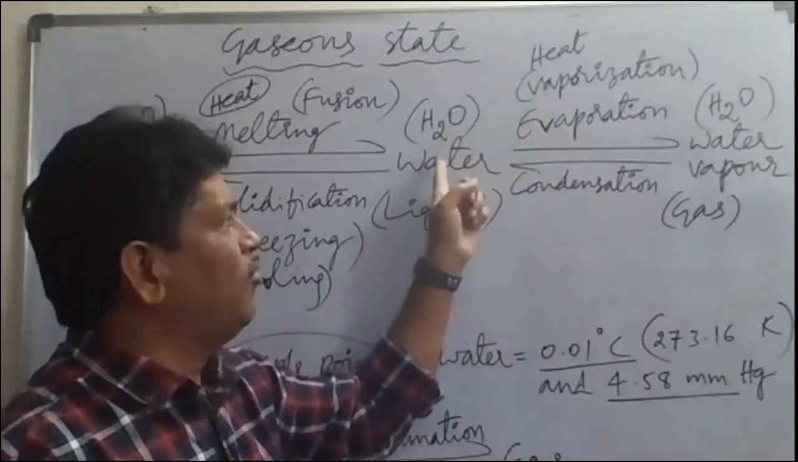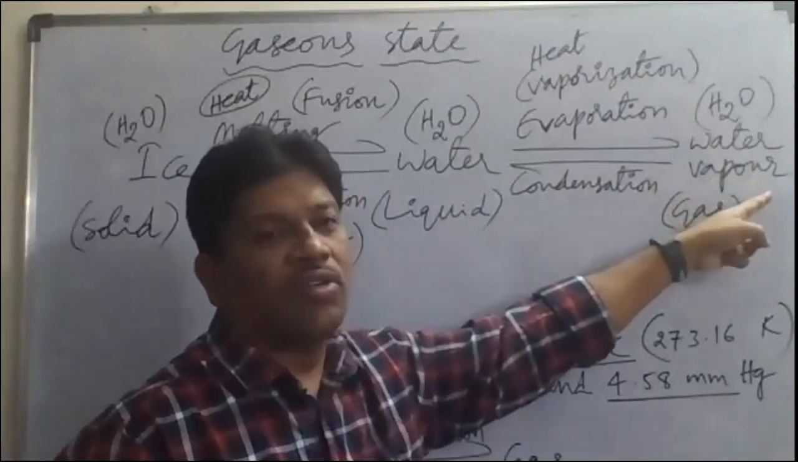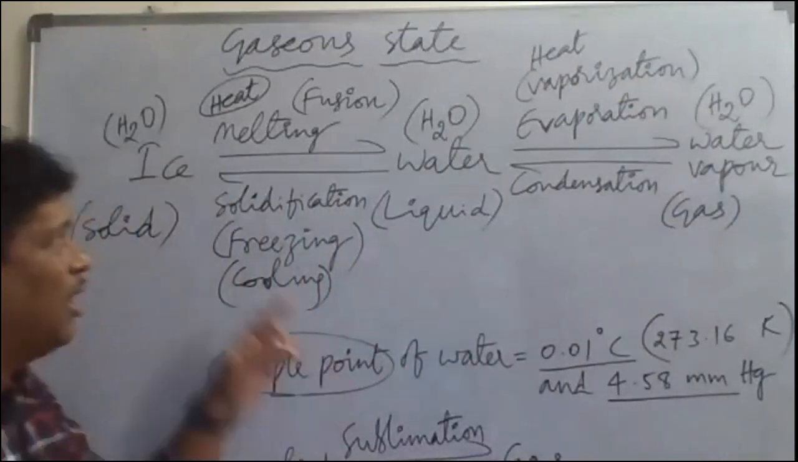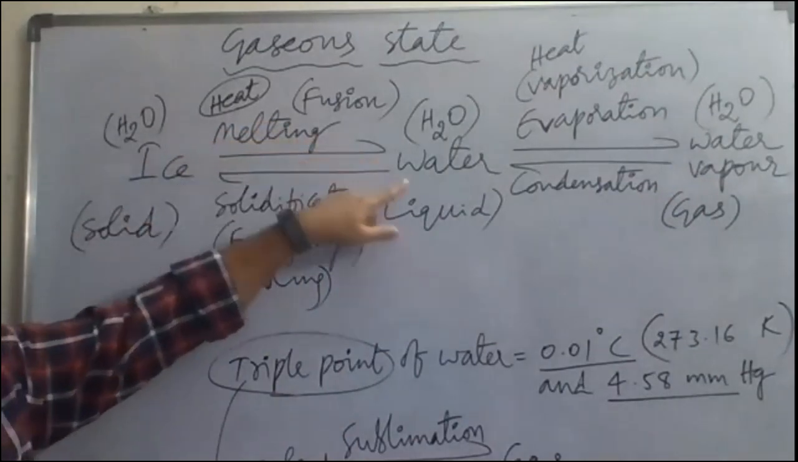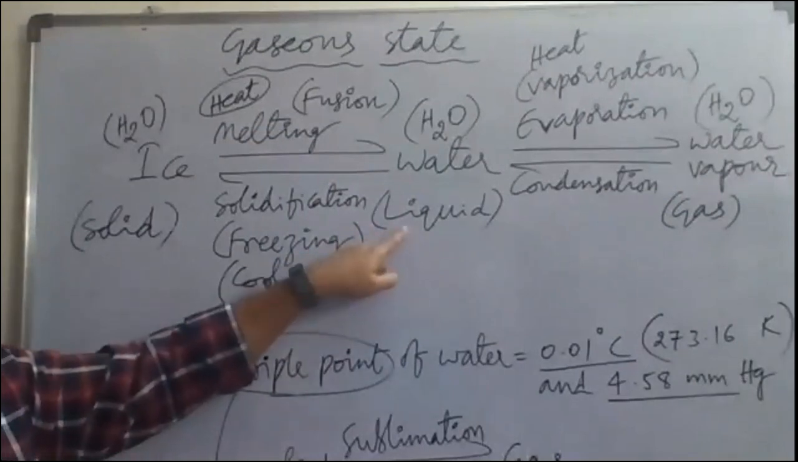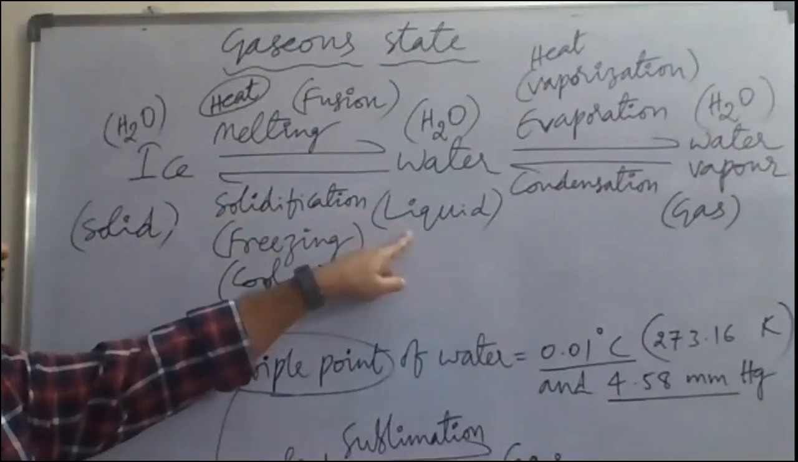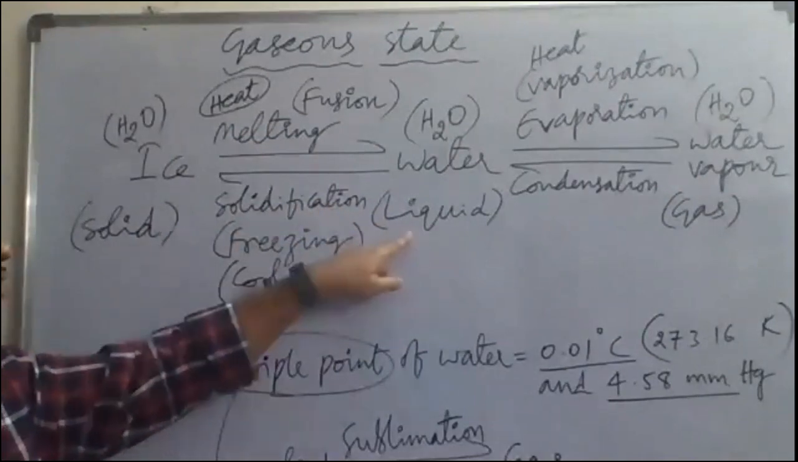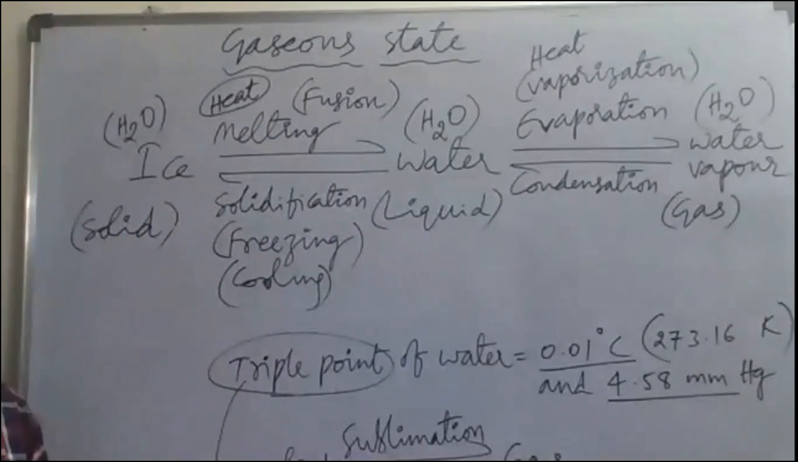And here, the liquid water can be vaporized into water vapor. Okay? And the solid ice can be fused, can be melted into liquid. And liquid water can be frozen, solidified into ice, that is solid. So these names of phenomena we have to understand.